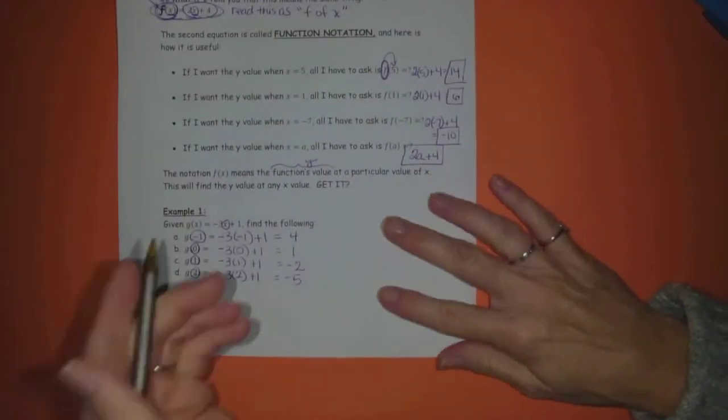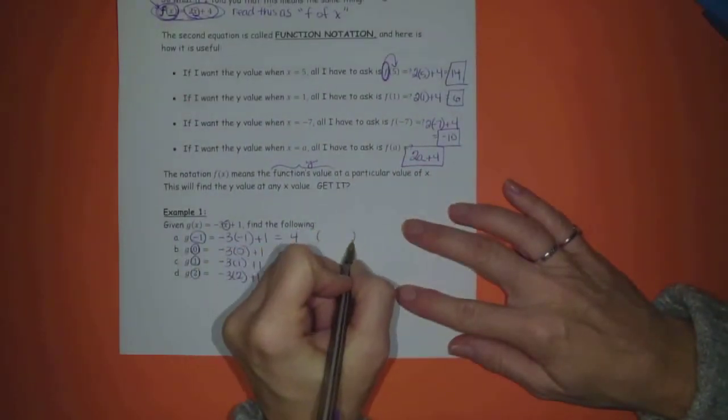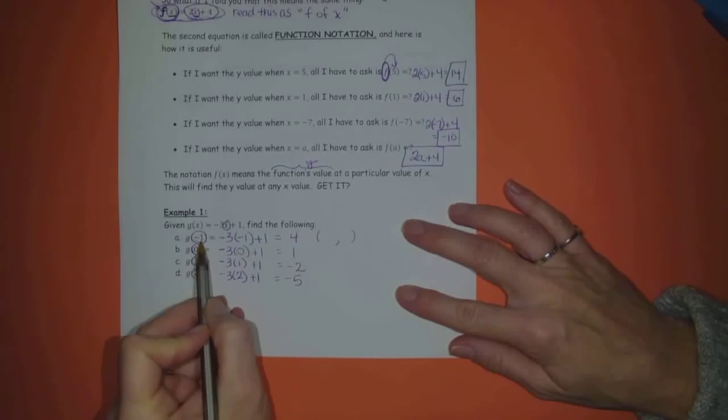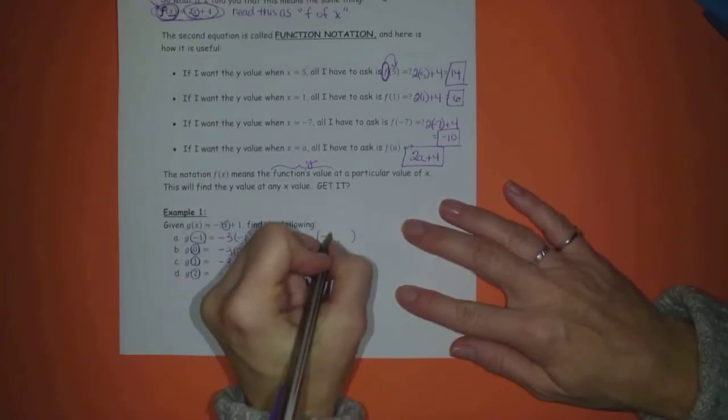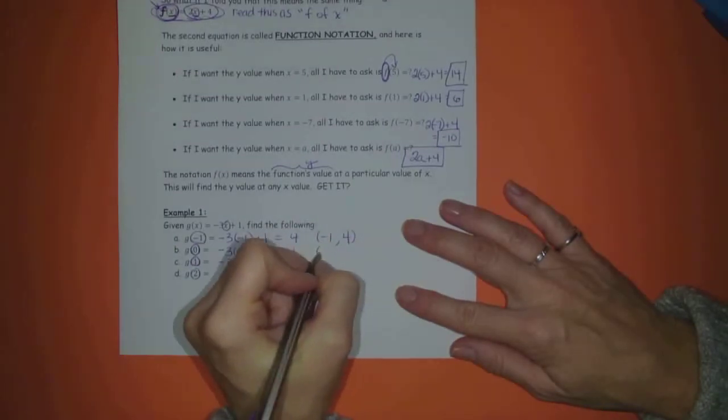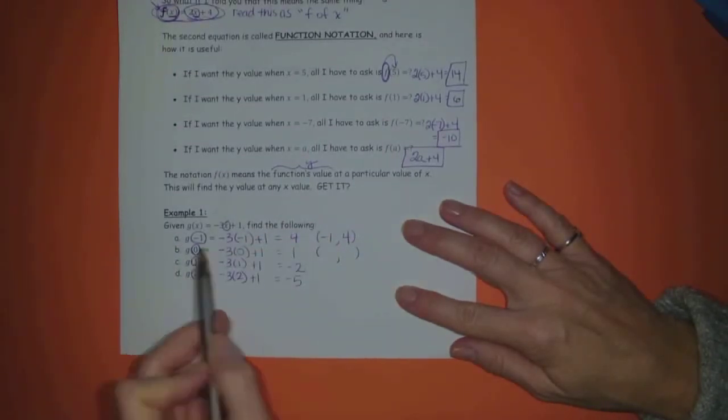Okay, so let me go back here. Sorry about that. Let me grab my points. So I have to plot. This first one would be when x was negative 1, g of x was 4. So that means negative 1, 4. My next point, 0, 1.